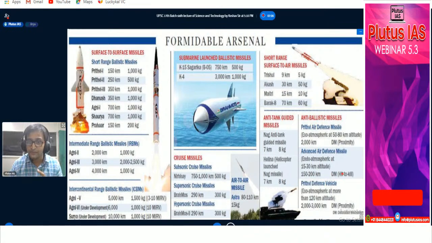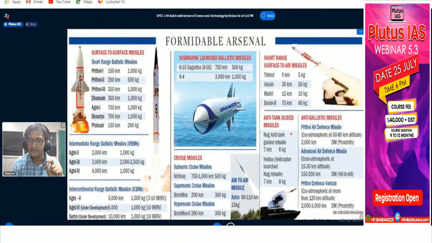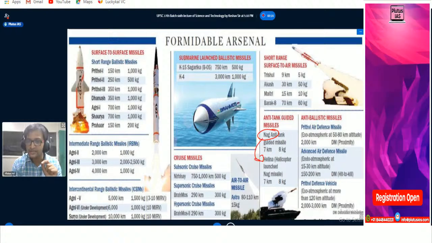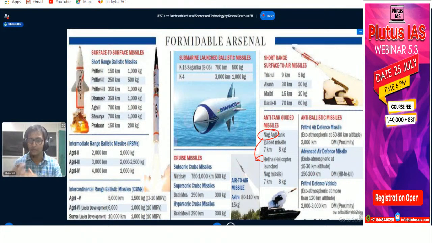Now we have short range surface to air missiles like Trishul, Akash, Maitri, Barak. Then we have the anti-tank guided missile. It is also under the integrated guided missile program, NAG. And the NAG's helicopter version is Helina, because it is designed in such a way that it can be launched from a helicopter also. That's why it is called Helina.